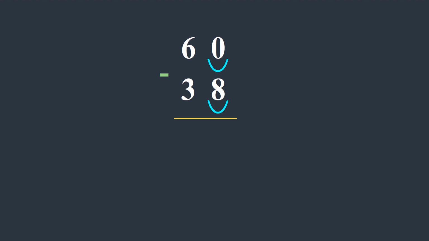0 minus 8. But I can't do it because 0 is smaller than 8. So we must borrow. You go to the 6 in the tens place and borrow 1 from it. So the 0 becomes 10 and 6 becomes 5. Now we have 10 minus 8, which equals 2.